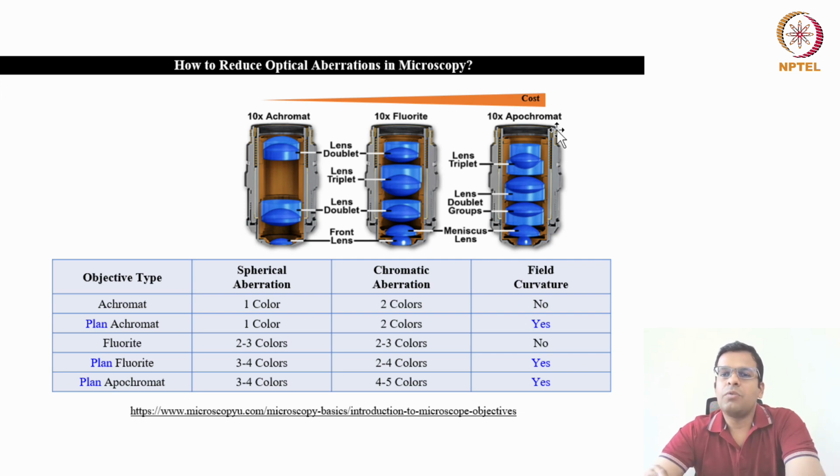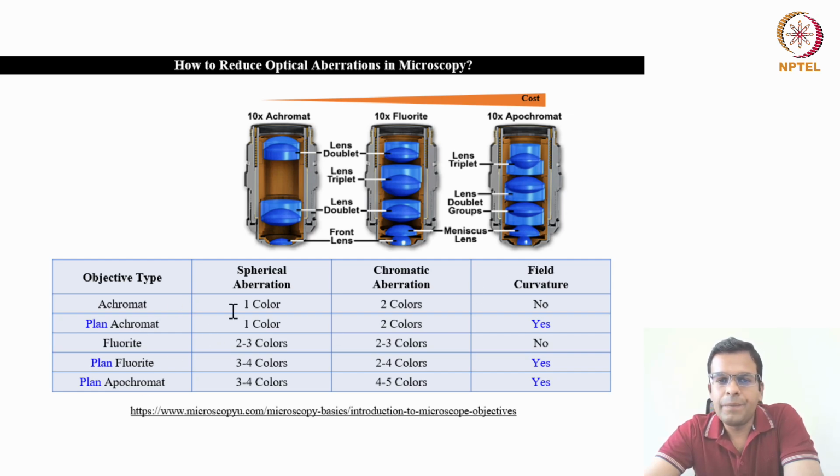Let's say you want to purchase a 10x objective lens. It is available in all three or even more versions, such as the achromat objective lens, the fluorite objective lens, and the apochromat objective lens. And here I have also shown the cost comparison. The achromat is the cheapest compared to the apochromat, which is the costliest objective. Now why is apochromat more expensive?